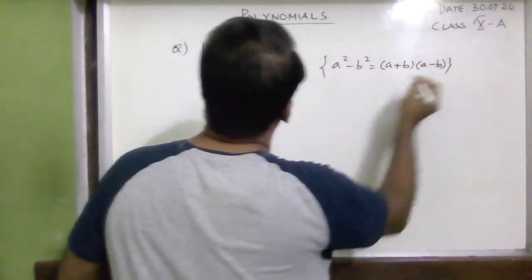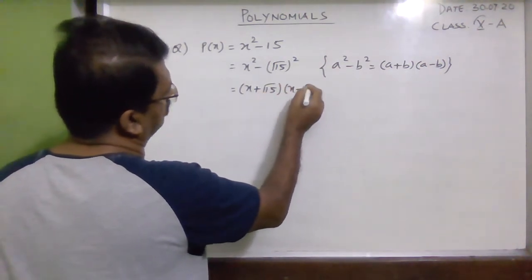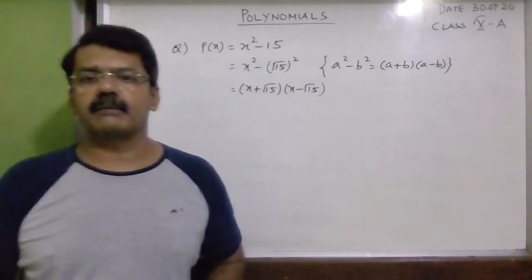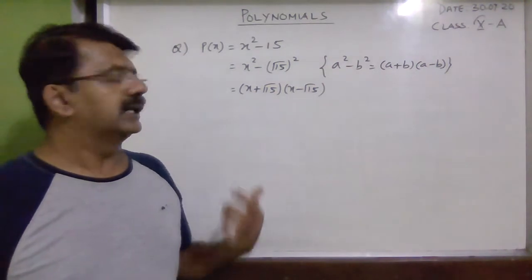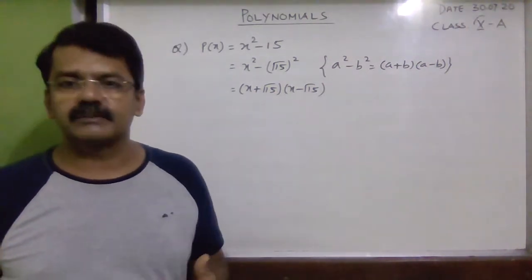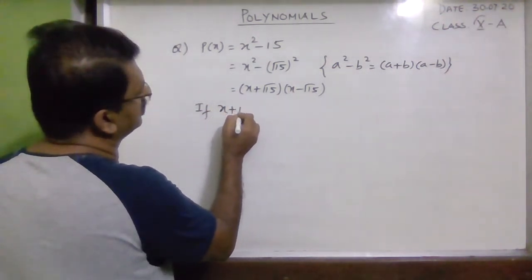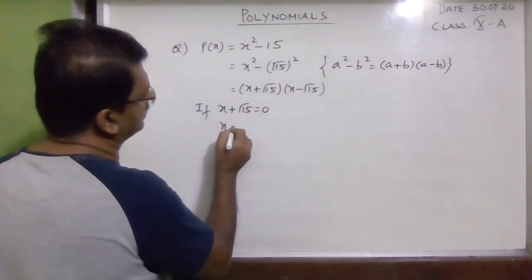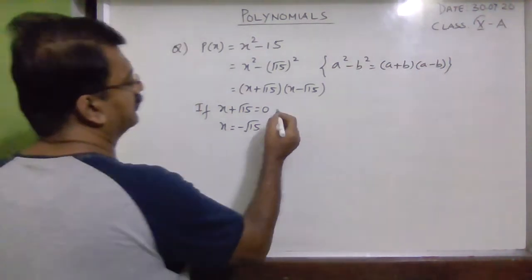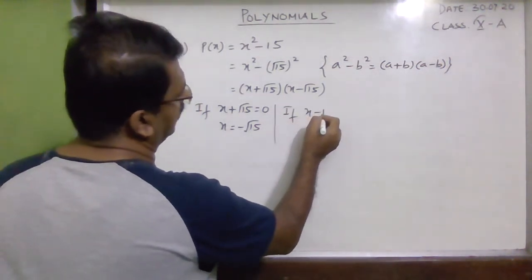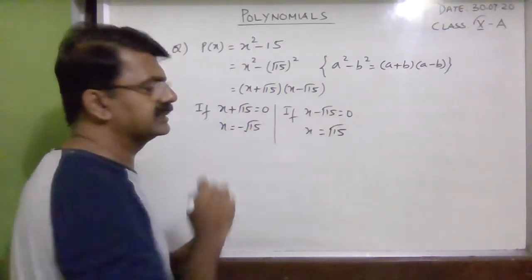You know that. So it will become x plus root 15 in one bracket, x minus root 15 in the other bracket. So we have applied the identity a square minus b square is equal to a plus b into a minus b. That gives us x plus root 15 into x minus root 15. Now, if x plus root 15 is equal to 0, then x is equal to minus root 15. That is the first zero. And if x minus root 15 is equal to 0, then x is equal to root 15, that is the second zero.